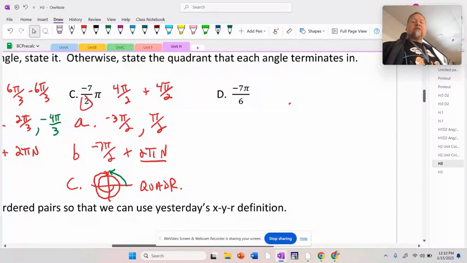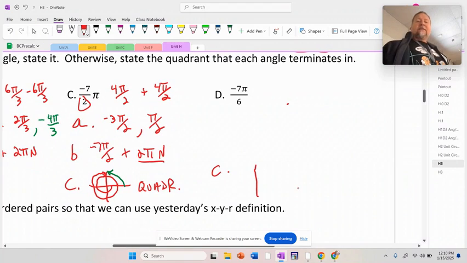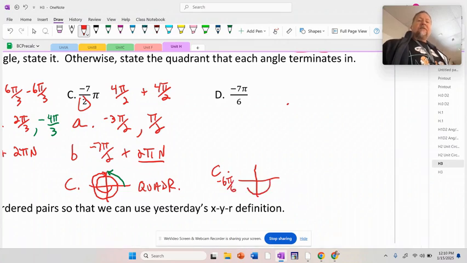Where's -7 pi over 6? Try to tell me what quadrant that lands in. We are going to have to do this fast. So 3, 2, 1. What quadrant is it? It is 2. Here's why. This is -6 pi over 6. So this is -7 pi over 6. It goes a little bit farther.